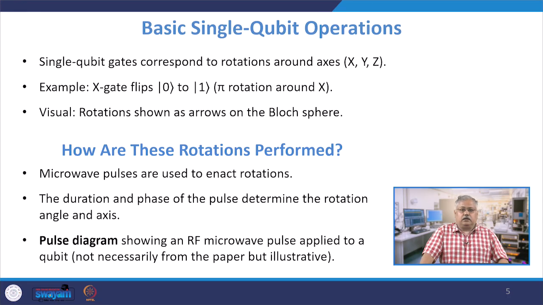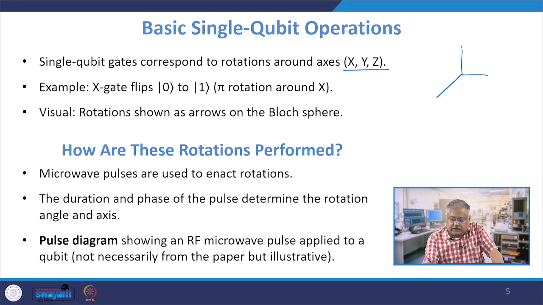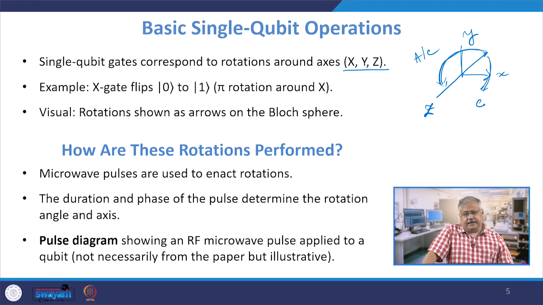Let us look at a basic single qubit operation. As I discussed, it is rotation around the X, Y, Z axes. I will discuss the Bloch sphere, but nonetheless we can discuss X, Y and Z here. Across these axes the state can be rotated in a clockwise or an anti-clockwise manner. This is anti-clockwise and this is clockwise. For example, if you apply the Pauli X gate, it will flip 0 to 1.